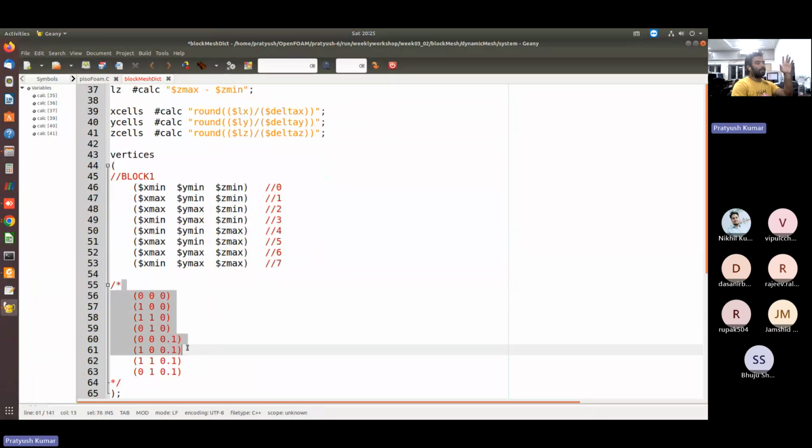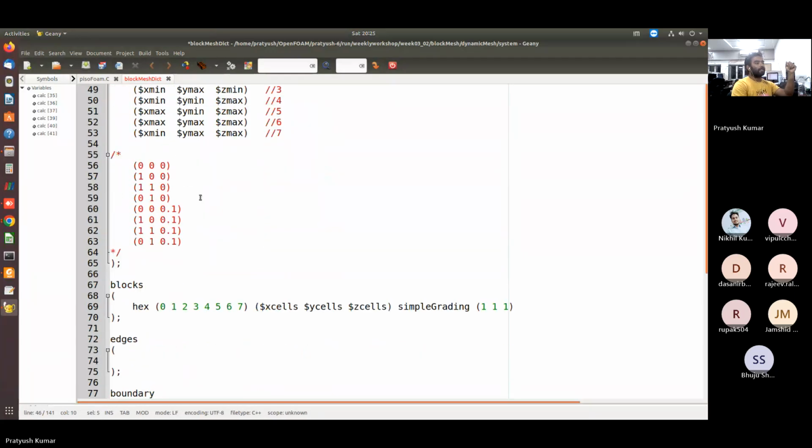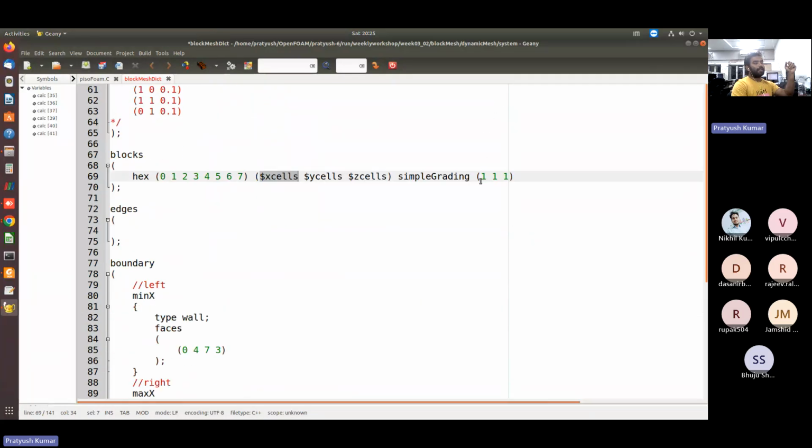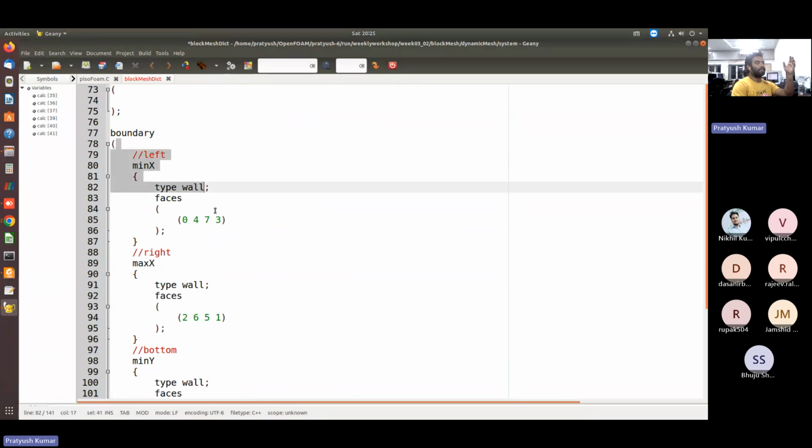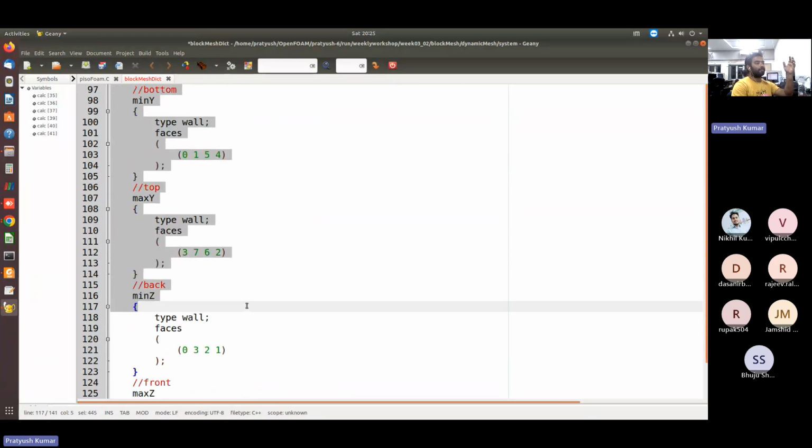So this is similar, only here, whatever values you were giving as numerical values, you are giving as variables. Now this x cells we have already calculated, and here we are currently using simple grading. So there are not going to be any multi-grading kind of things in this simple grading approach. This is already explained by Abhishek. This is the boundary that you already know.